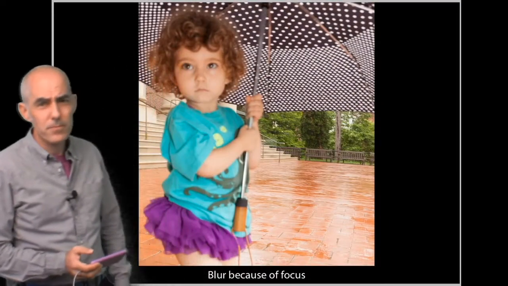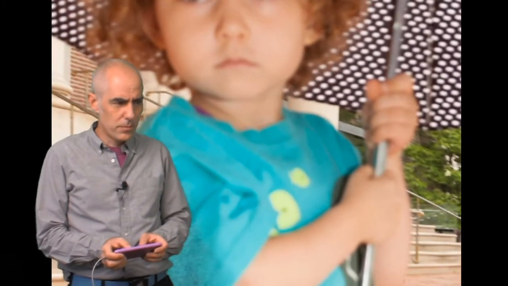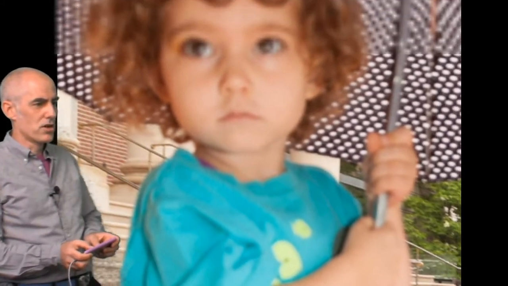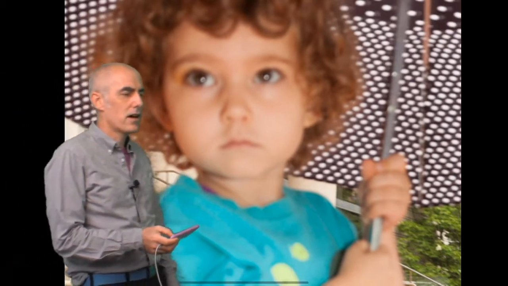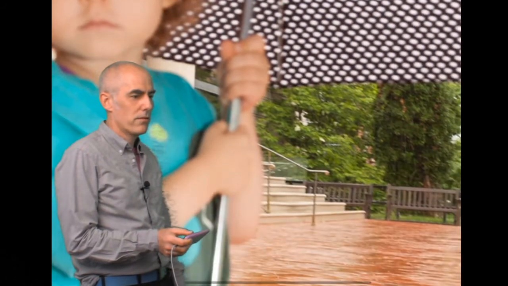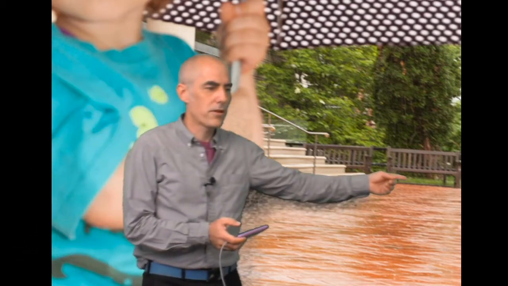Second one, blur because of focus. So if I zoom in here on, whoa, giant child. If I zoom in here on this, you can see that the face is not in focus, whereas the rather less important thing back there, the ugly Smith & Hawken bench, is nice and sharp.